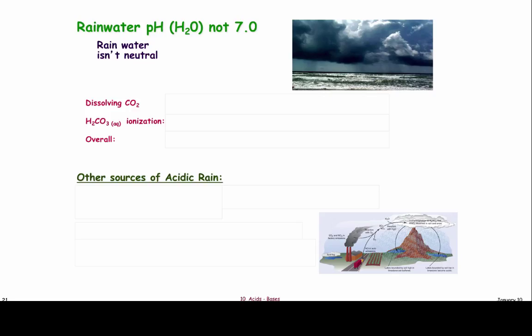Now let's shift gears and get away from the calculation. Rainwater is generally not a pH of 7. The reason is that it's not really neutral. Carbon dioxide in the atmosphere reacts with the water as it falls from the clouds and forms carbonic acid. So rainwater is actually slightly acidic because of the carbonic acid presence.